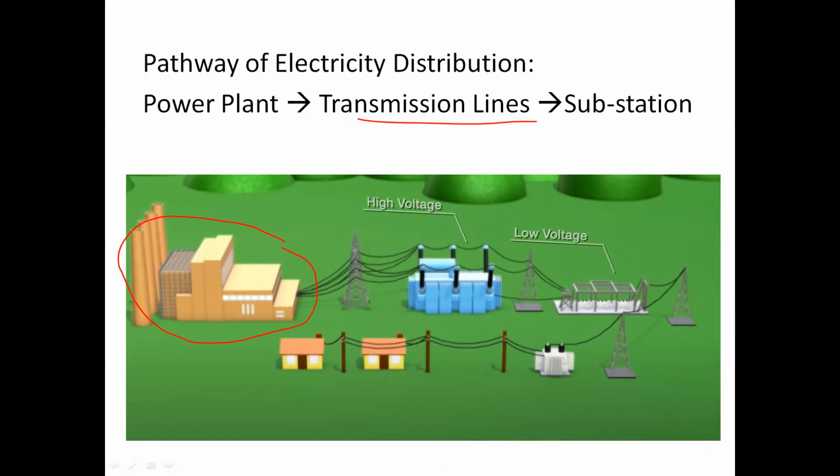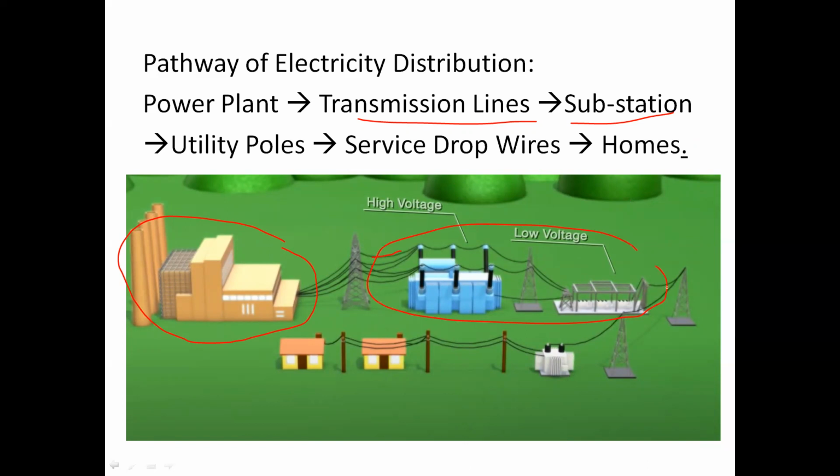There the voltage is increased so that it can be sent over longer distances, and then it reaches the substations, where the voltage is decreased, and then to the community where there are utility poles. The voltage is decreased through a transformer, and then at the utility poles, it is further decreased to 120 volts. Then it reaches your home through the service drop wire. So this is the summary of the distribution of electricity from the power plant to the individual houses in the community.